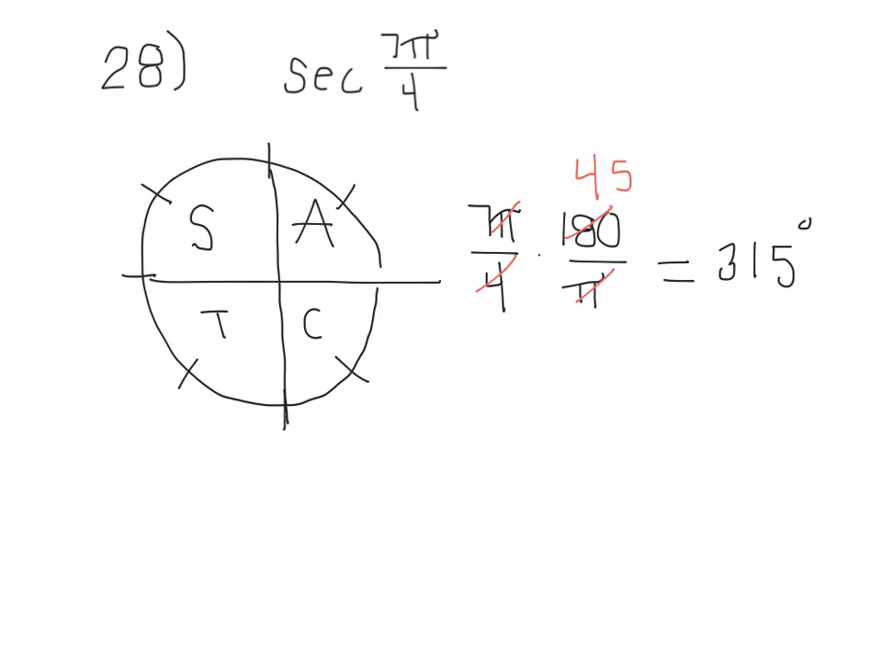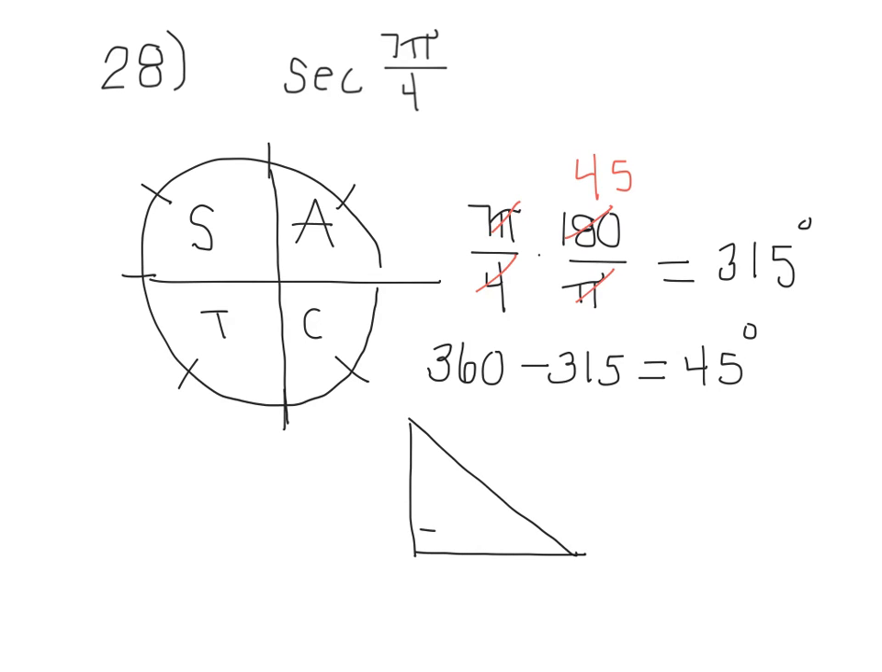Well, now we want our reference angle. So in quadrant 4, we find our reference angle by taking 360 degrees minus 315 degrees. And we find that our reference angle in degrees is a 45 degree angle. So we think about our isosceles right triangle that contains a 45 degree angle, another 45 degree angle, and a right angle, and the ratio between the sides of that triangle.